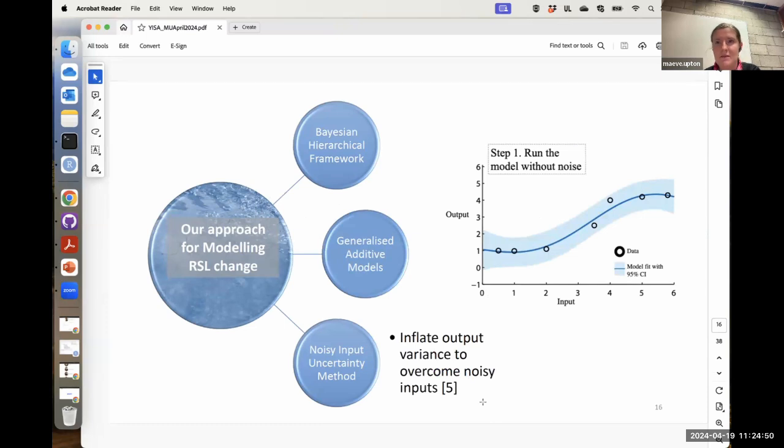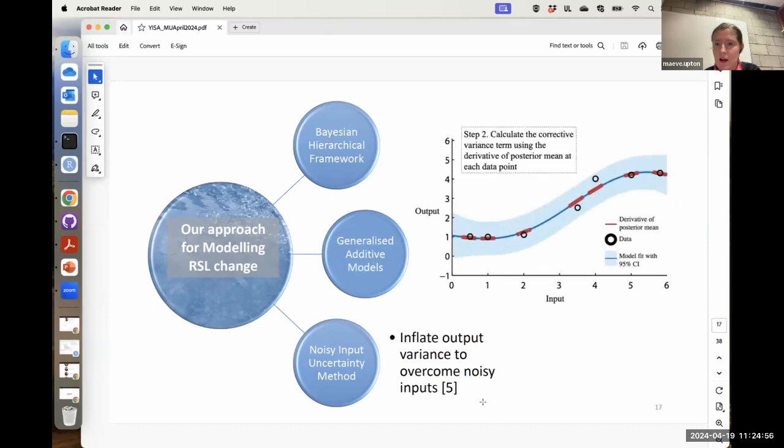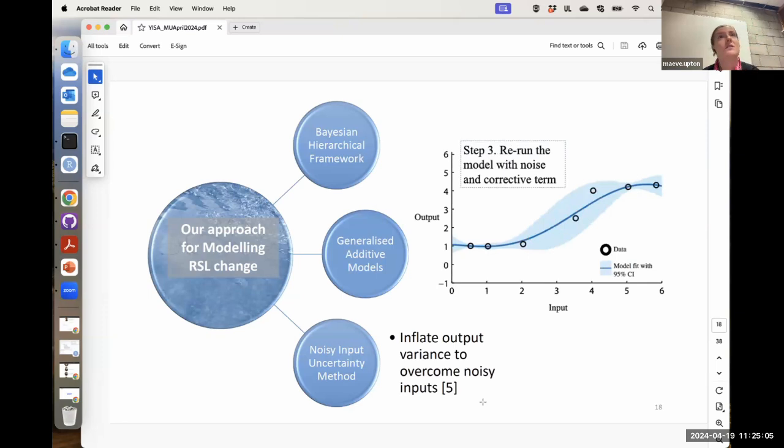So essentially you run the model 2 times. You start off with no input noise, and then you calculate a corrective variance term. This is essentially the derivative of the posterior mean at each data point. And then you rerun this model with this extra corrective term in the variance structure. This allows you to overcome these input uncertainties by inflating the output variance. It's very useful because the 2-step modeling process lets us do learning of informed priors. There are lots of different advantages from running the model twice, and it helps us get over identifiability issues that we had with the different components.